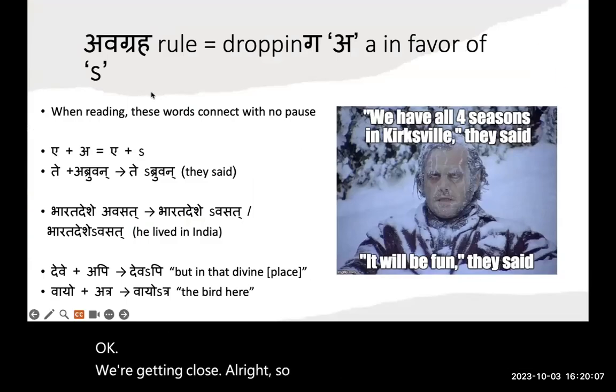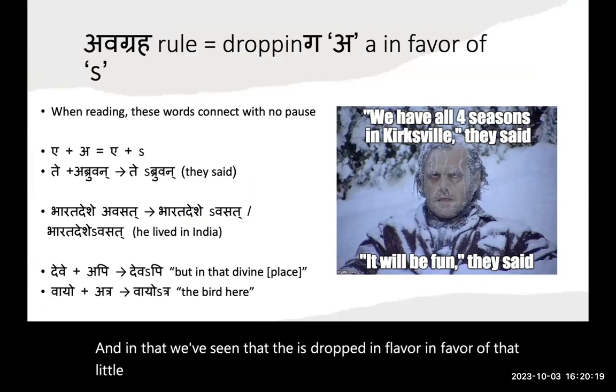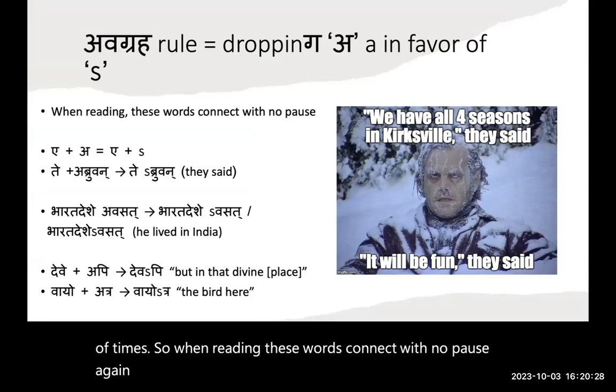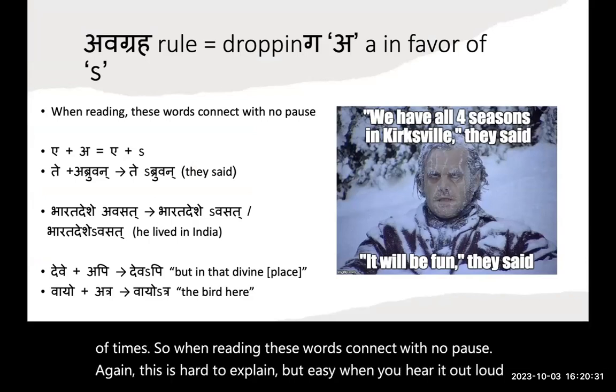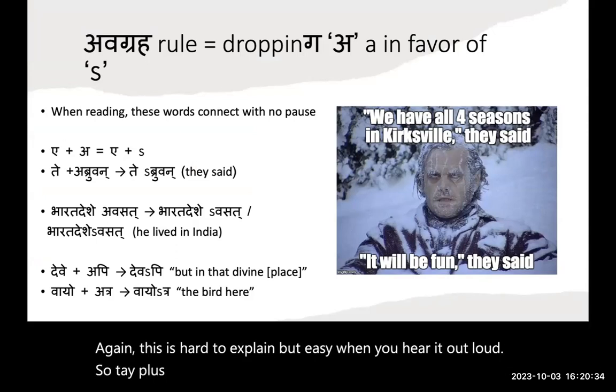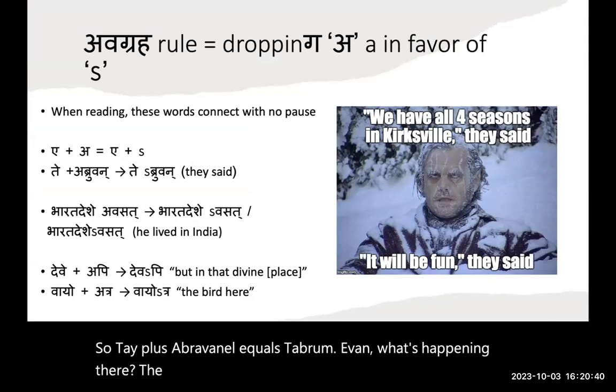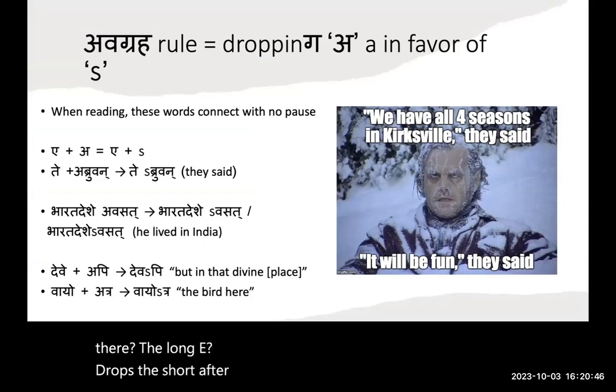So we have already had this awagraha. And in that, we've seen that the is dropped in favor of that little S-looking thing. We've seen this in reading a bunch of times. So when reading, these words connect with no pause. Again, this is hard to explain, but easy when you hear it out loud. So te plus abruvan equals te bruvan. What's happening there? The long E drops the short after it. Why? Because it's more sonorous.